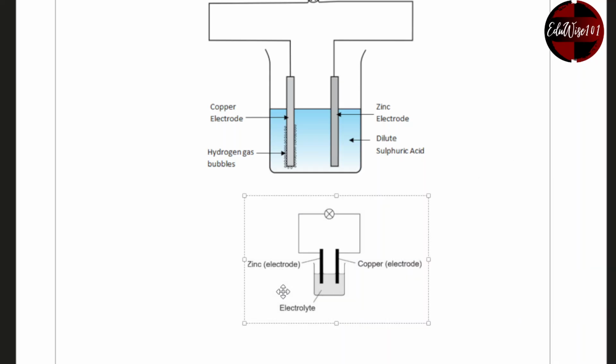Simple diagram of that is going to be this. The electrolyte is the dilute sulfuric acid. You could label the hydrogen gas bubbles that are actually formed as well.